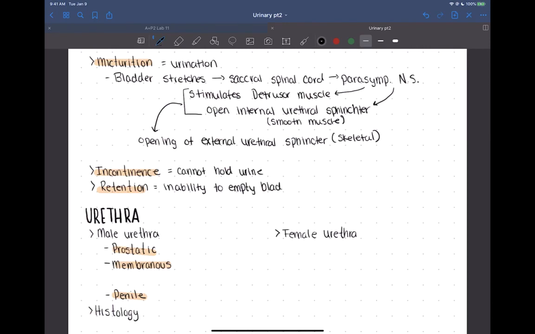This is very frequently seen in men when their prostate enlarges, and we'll look in the next chapter at where the prostate is located. It sits around the urethra. As the prostate enlarges, it becomes much more difficult to empty the bladder because it's pressing on that urethra, preventing it from opening fully. So that's incontinence and retention.